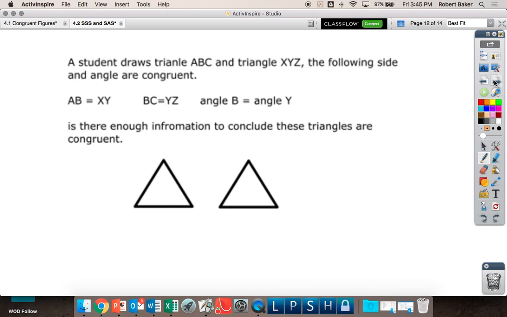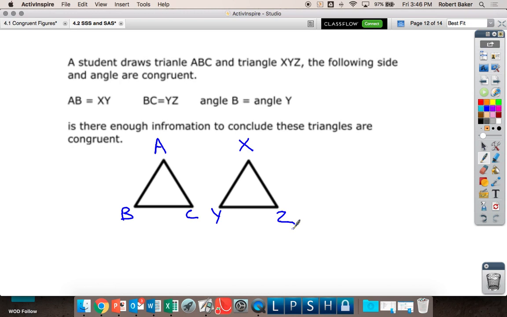Where does A go? On the top. B on the left. No, on the right. Because I named this triangle A, B, C, counterclockwise, starting at the top, I must start with X, go down to Y, then Z. Now they are drawn and illustrated in the same fashion.